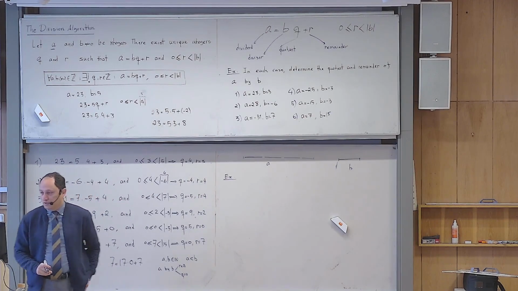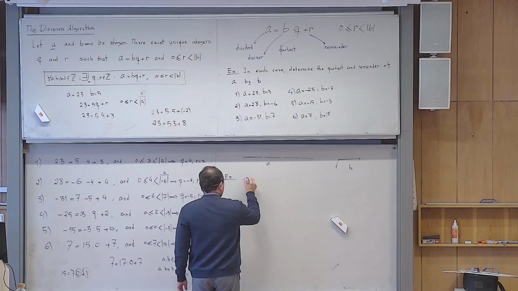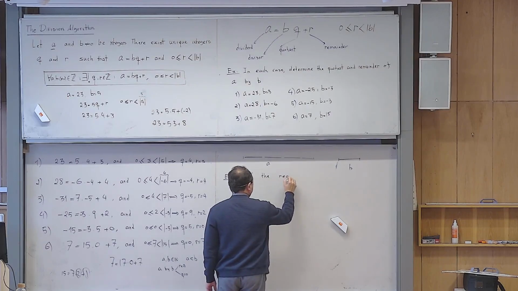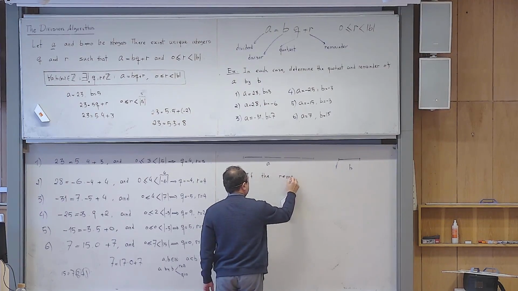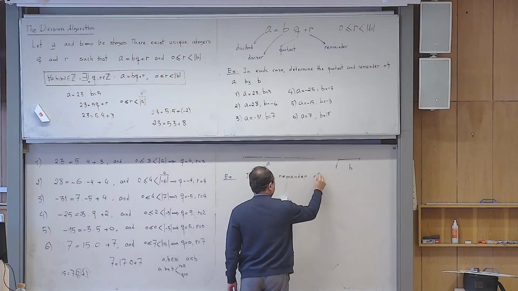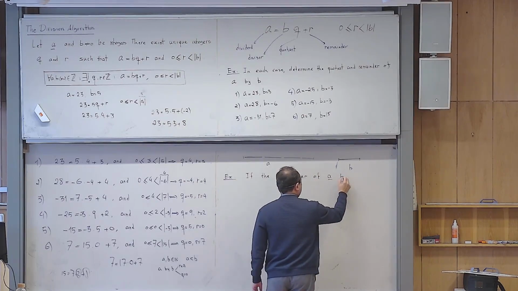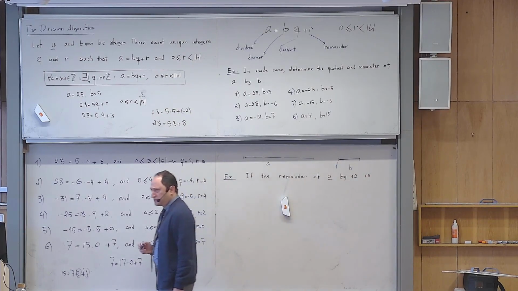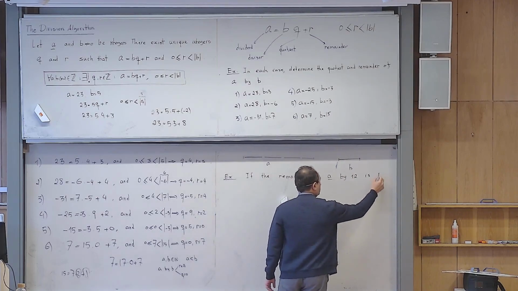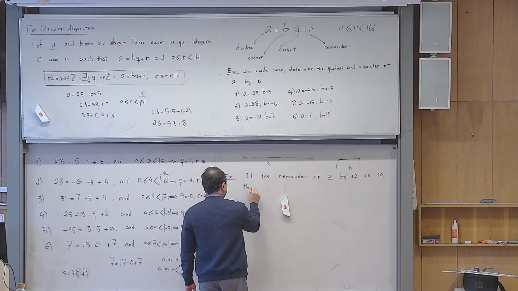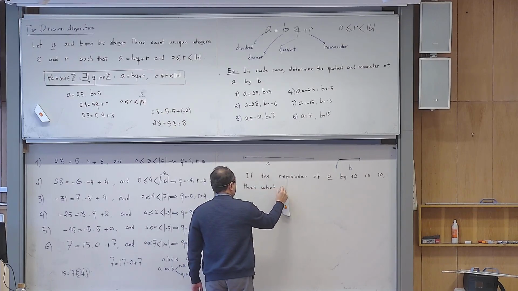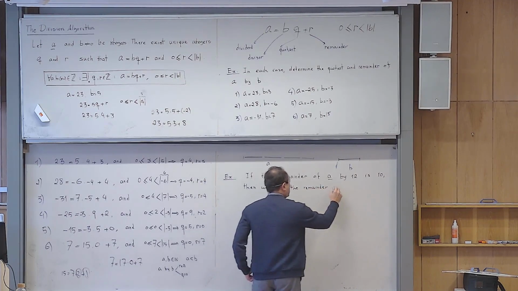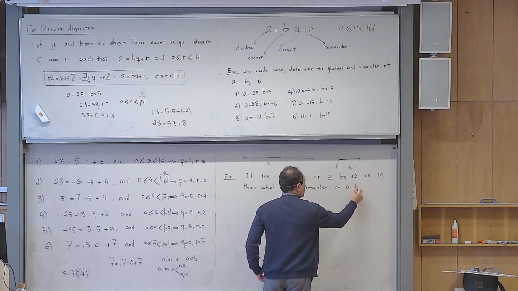So write this. If the remainder of A by 12 is, let me write those numbers, 10, then what is the remainder of A, the same A, by 6?